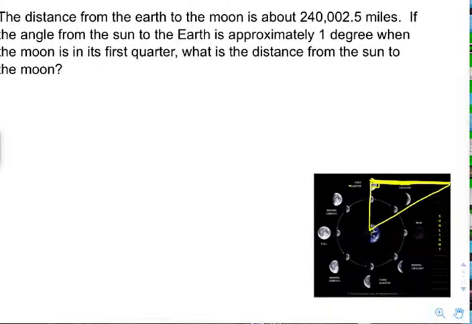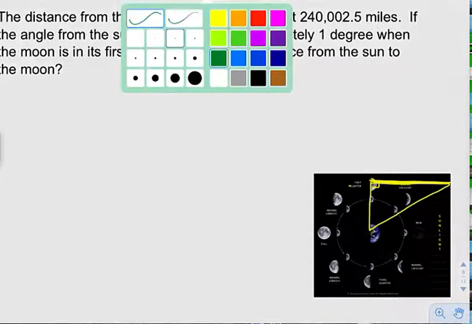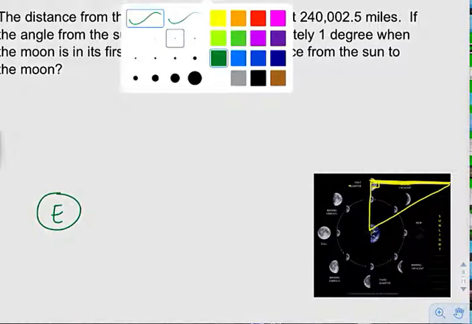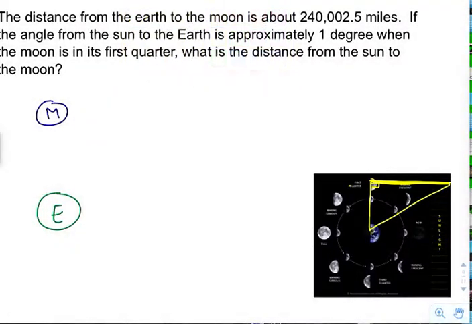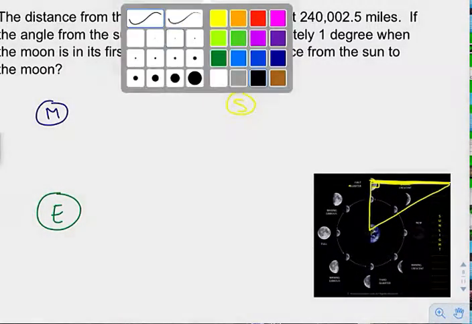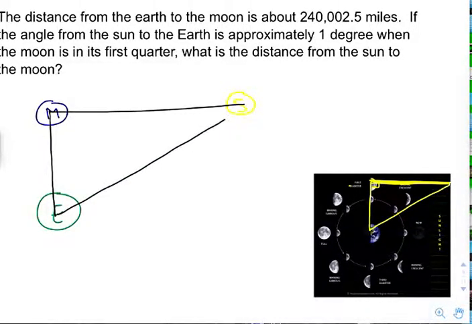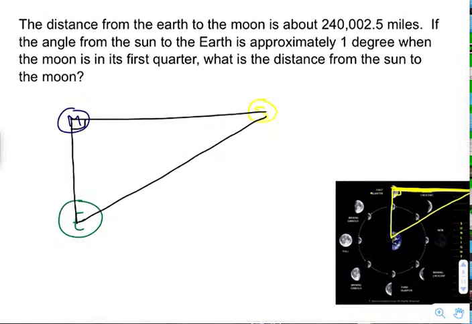So when I configure my diagram, okay, let's go green. The Earth here, we have the moon, and then we have the sun. That's what's creating our right triangle. So we have boom, boom, boom. There's our right angle. Let's see what kind of numbers we get here. The distance from the Earth to the moon is 240,000, 2.5 miles. We have the angle from the Earth to the sun is approximately 1 degree, which of course makes that 89 degrees. And they want to know what is the distance from the Earth to the moon. No, sorry, sun to the moon. So I'm going to call that x.